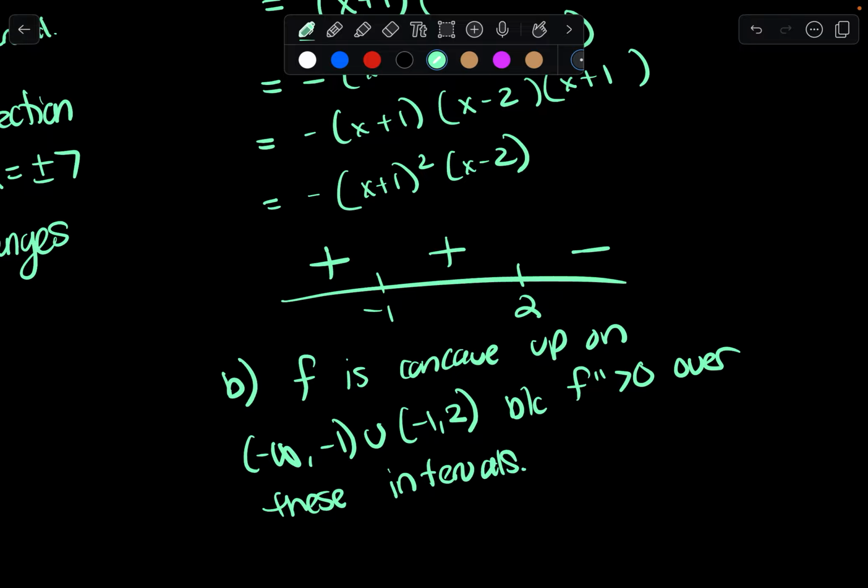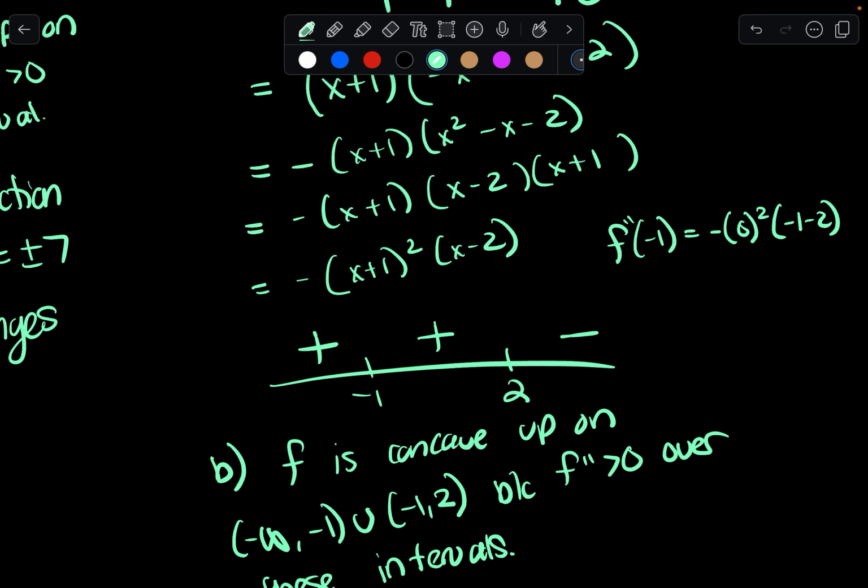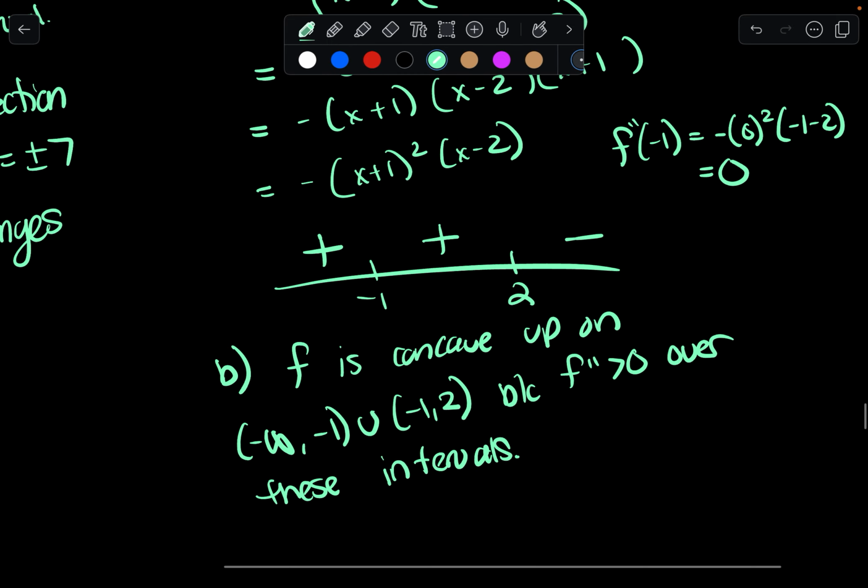Now in second period, maybe second and fifth, we talked about, can we just say negative infinity to 2? Well, if we do f double prime of negative 1, what do we end up with? We have negative times 0 squared times negative 1 minus 2, which means this is going to be equal to 0. Now, for f to be concave up, the second derivative has to be strictly greater than 0. Therefore, we cannot include negative 1 within this interval because 0 is not greater than 0. So we have to use two separate intervals for this.